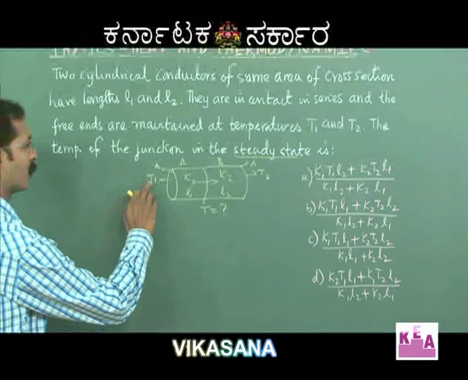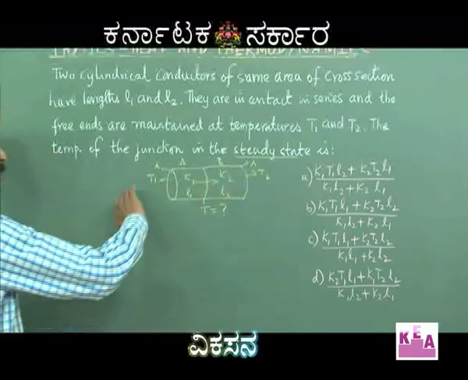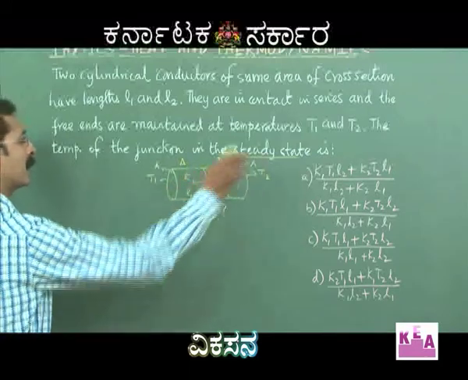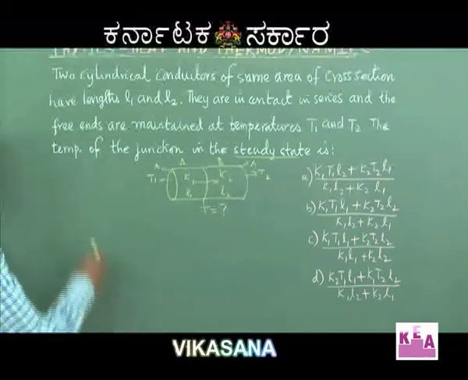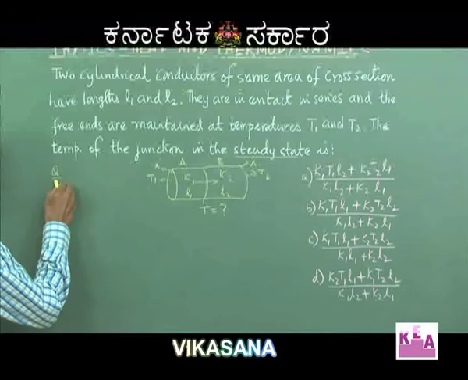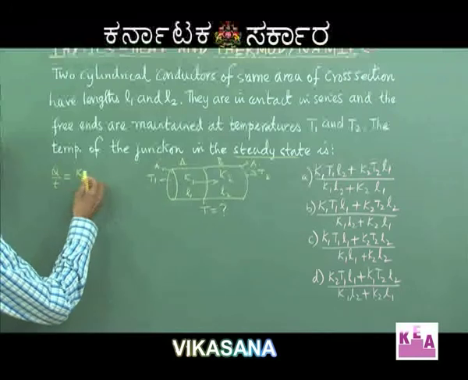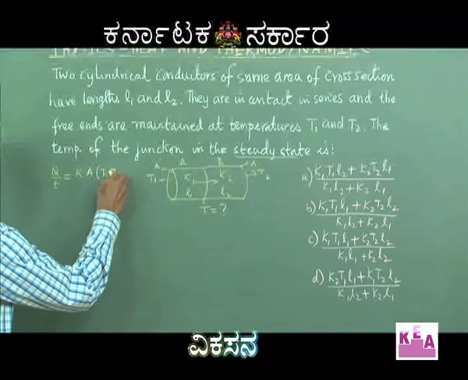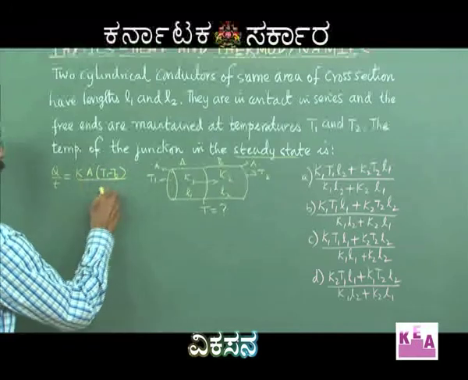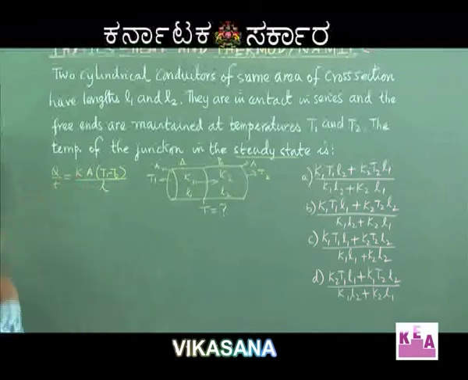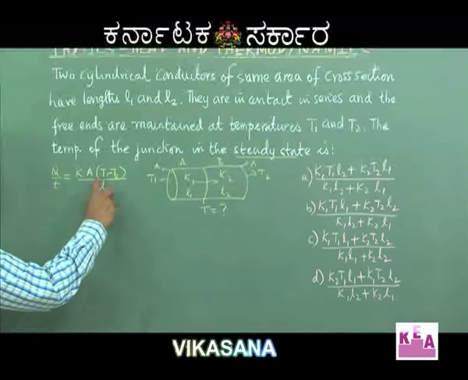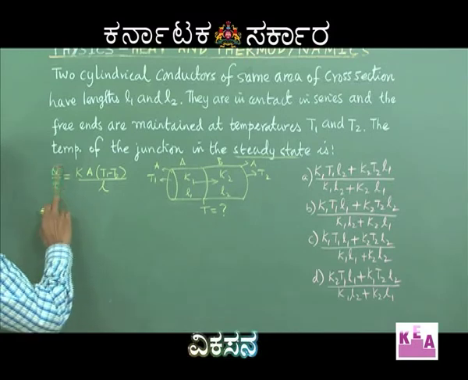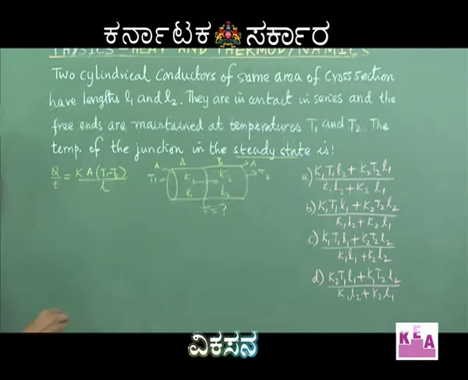Let us for now suppose that T1 is greater than T2, therefore heat flows from left to right. In the steady state, heat entering the junction is exactly equal to heat leaving the junction. We know the formula for the rate of heat flow, which is given by K into A into (T1 minus T2) divided by L. K is thermal conductivity, A is area, T1 minus T2 is the temperature difference, L is the length. In the steady state, Q by t for both of these must be the same.